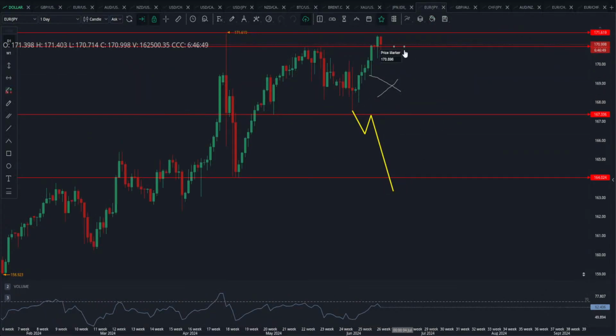Euro JPY, it is also between two resistances and support, so I don't want to enter here. I just want to stay away from this market, guys.